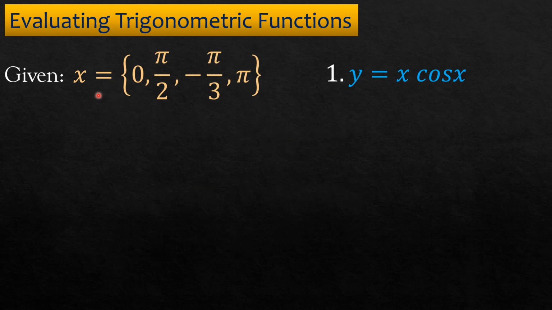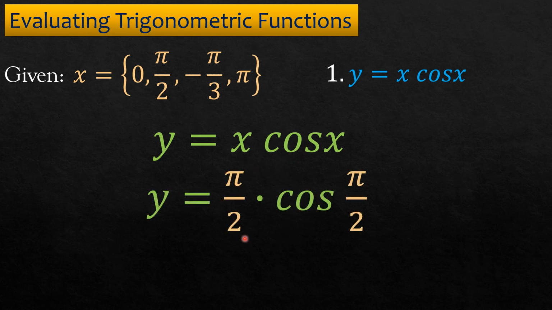So the value of y when x is pi over 2, with the same given y is equal to x cosine x. So we are going to substitute x with pi over 2. So we have pi over 2 times cosine pi over 2. And cosine pi over 2 is also the same as cosine 90 degrees. And cosine 90 degrees is actually equal to 0. Okay, so 0 times pi over 2 is 0. So that is the value of y.